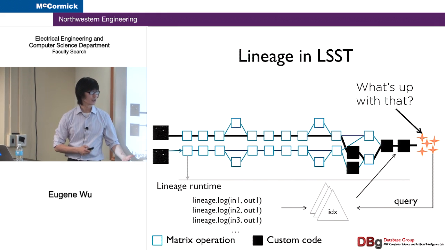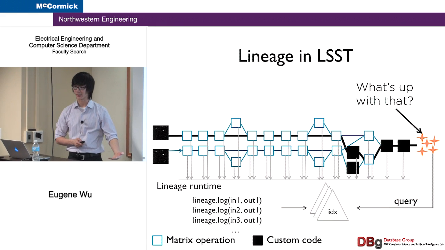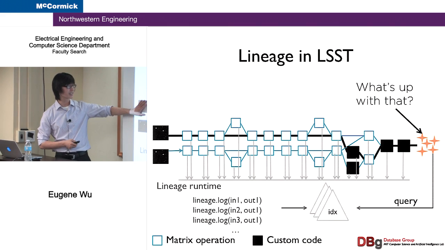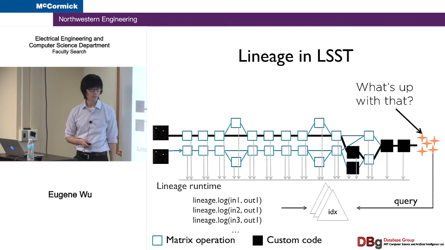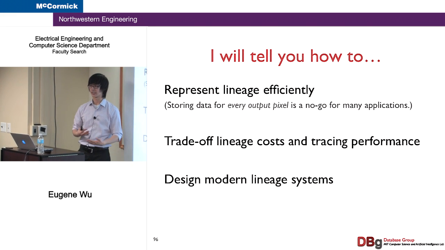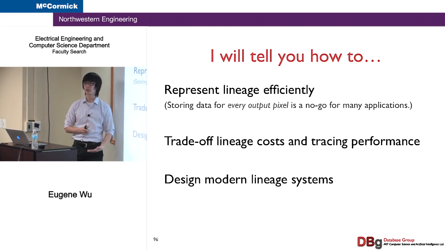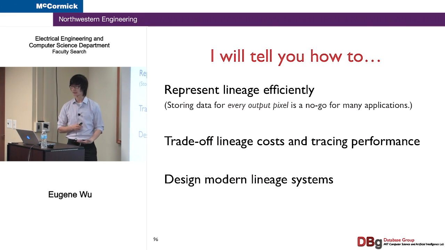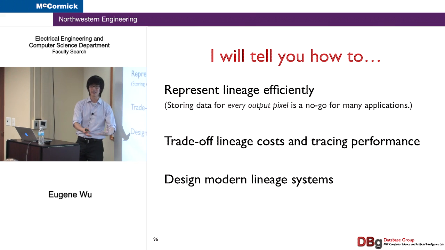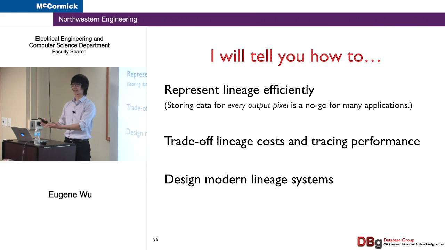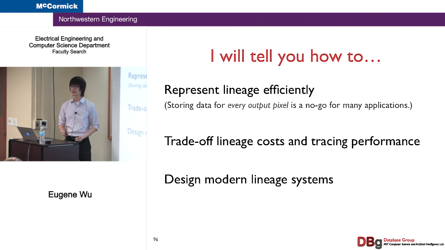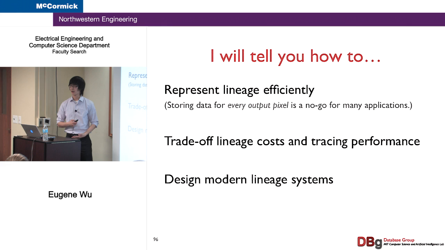Of course, to do this, we would then need to instrument every single one of our operators in order to output this information, right? So this is clearly not scalable to the data sizes nor to the complexity of the workflows. And so in our work, we've developed a more efficient way to represent this lineage information that's both simple as well as effective for these scientific applications. And then I'll tell you how we make these trade-offs between generating and indexing this information versus tracing performance. And then finally, some design techniques that we need to use for these modern lineage systems.